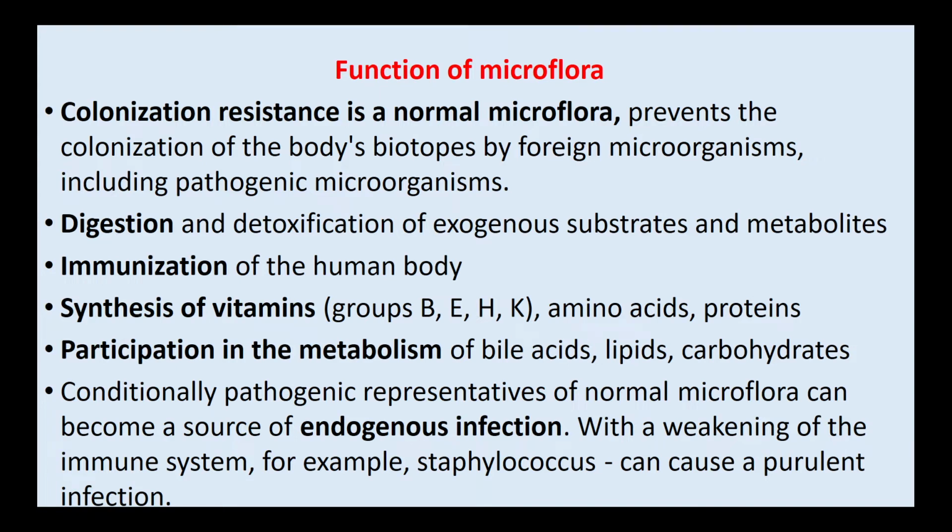The next function is immunization of the human body. The presence of normal flora at sites of the human organism stimulates the work of the immune system. The immune system always controls that these bacteria don't spread into organs where they should be absent, such as the blood and nervous system, or the liver or kidney. That is the role of the immune system, and the presence of normal flora always stimulates our immunity to work.